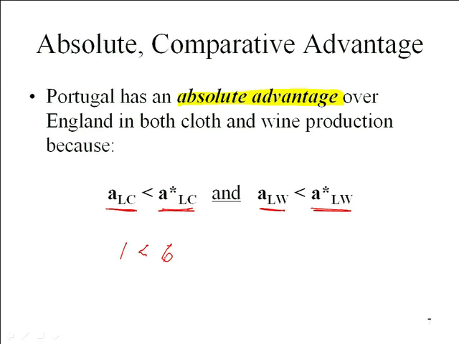So Portugal has an absolute advantage in the production of both goods. Now recall something that I had said earlier. Adam Smith, when he wrote The Wealth of Nations, actually argued that a country will only gain from international trade if in fact it has an absolute advantage in the production of goods. So if you were to believe Adam Smith and you were England with an absolute disadvantage in the production of both of these goods, there would be no way to gain from international trade.